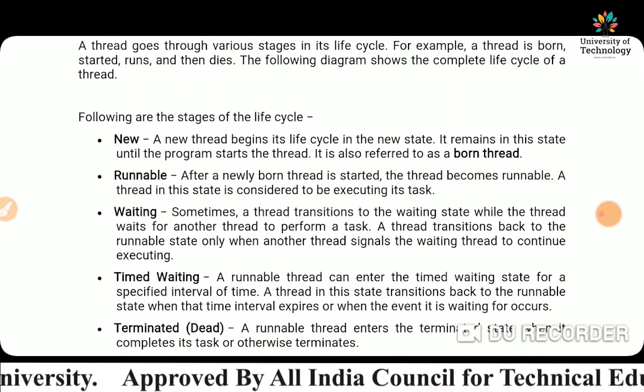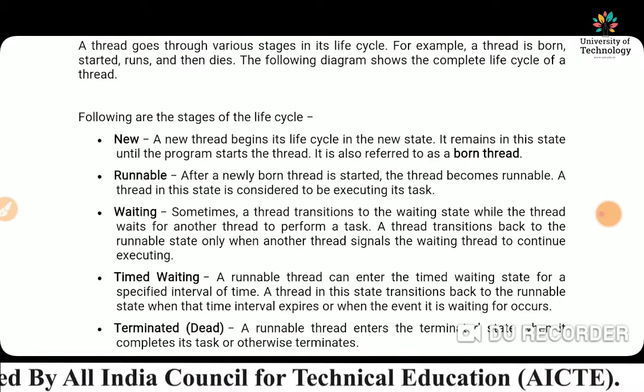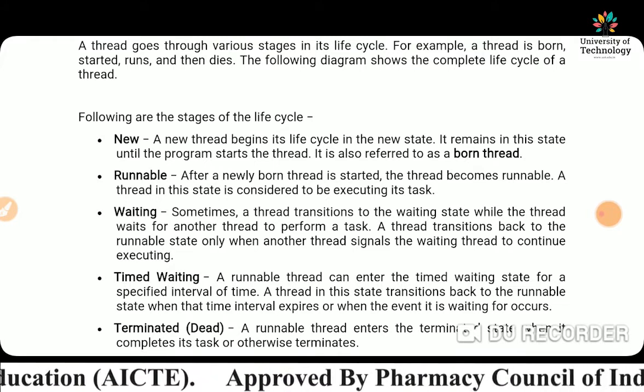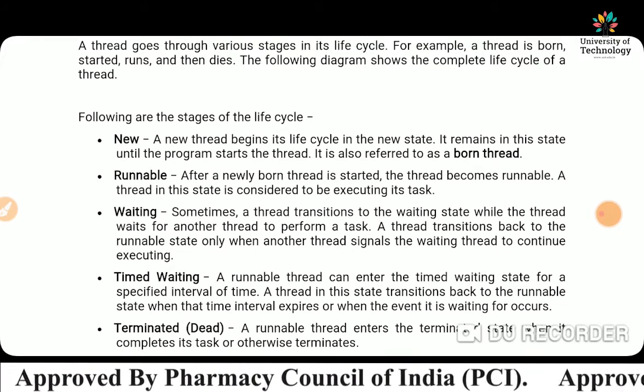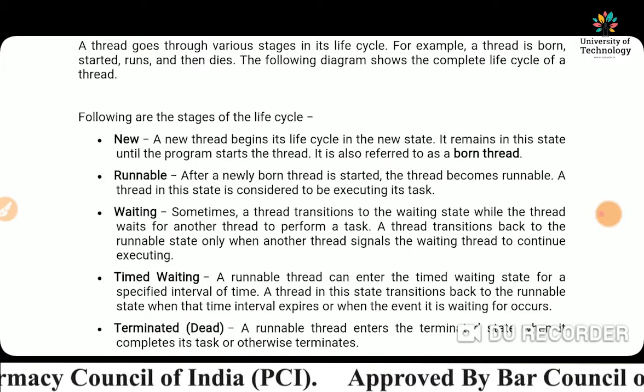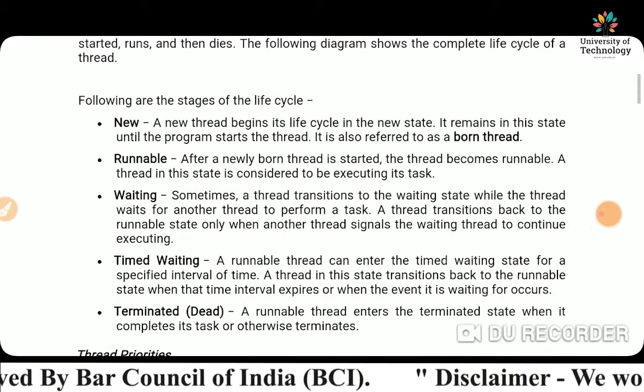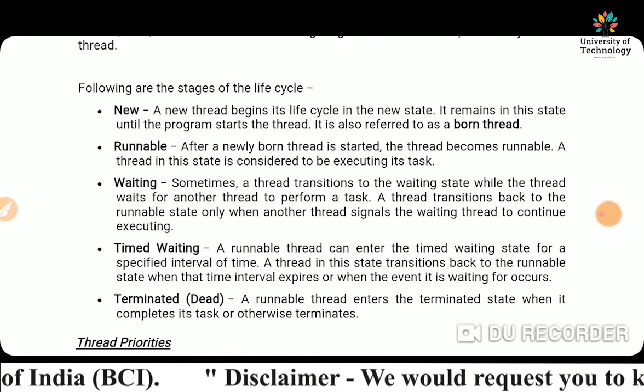However, if we want a thread to relinquish control to another thread of equal priority before its turn comes, we can do so by using the yield method.